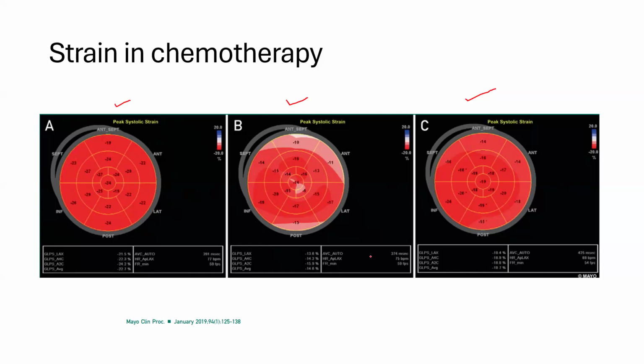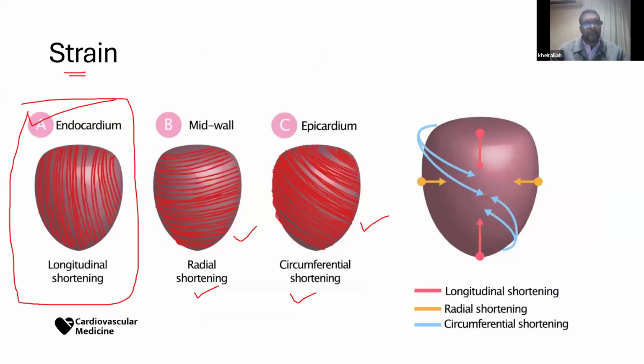Because simply the idea of the strain is definitely smarter than the idea of ejection fraction, because it analyzes the cardiac mechanics in 3 different planes instead of just the radial contractility, which is an oversimplification of the actual LV systolic function. Okay?